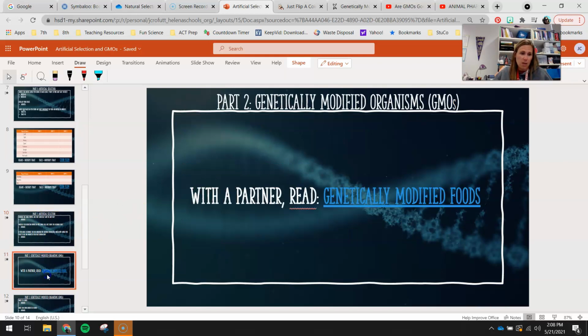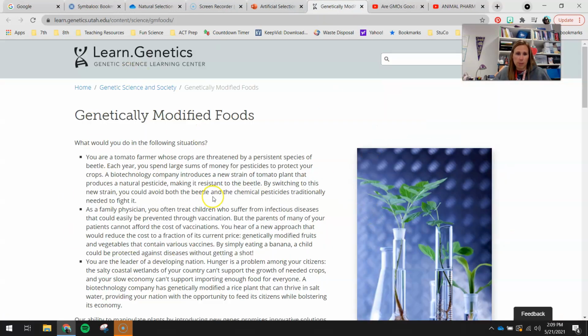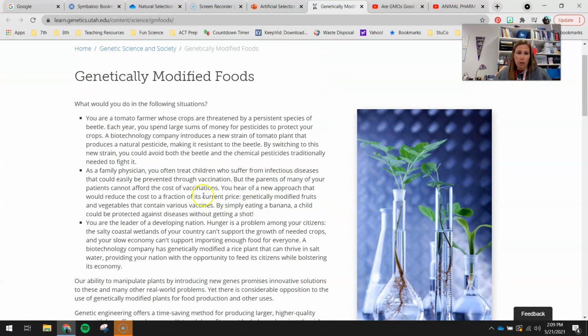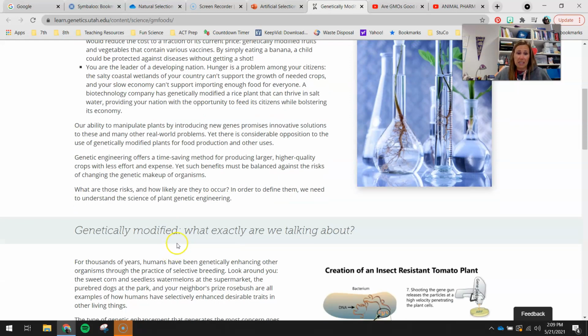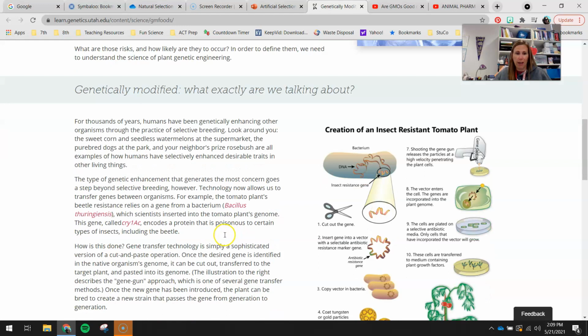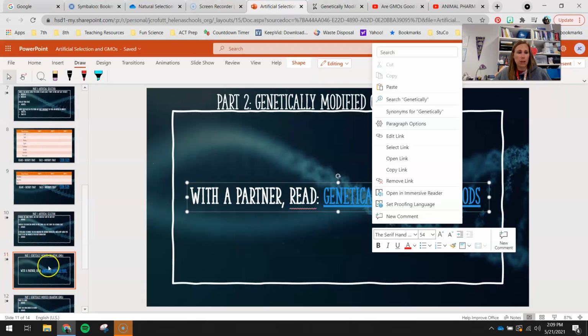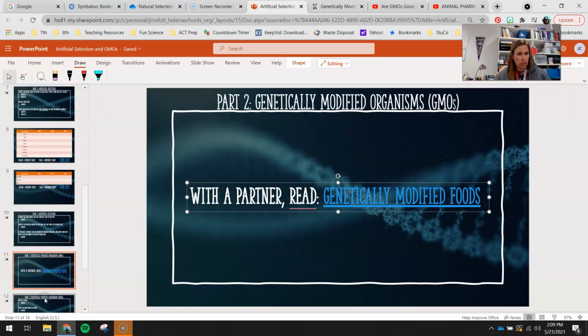Okay. All right, moving on, let's talk part 2, genetically modified organisms. So first and foremost, you guys are going to read this article here called Genetically Modified Organisms. Okay, so you guys have some little scenarios to think about where genetically modified organisms might come in, why it might be handy. You'll learn what a genetically modified organism is and how they're put together. And then finally, you guys will learn about some risks and some benefits of GMOs.